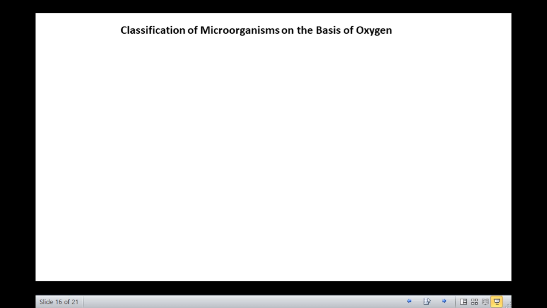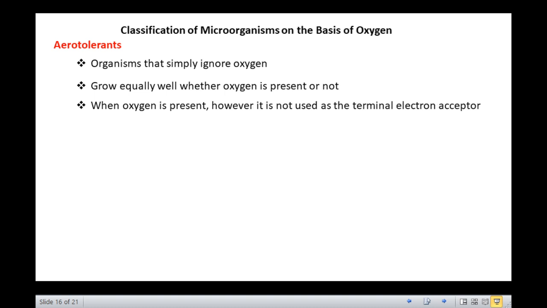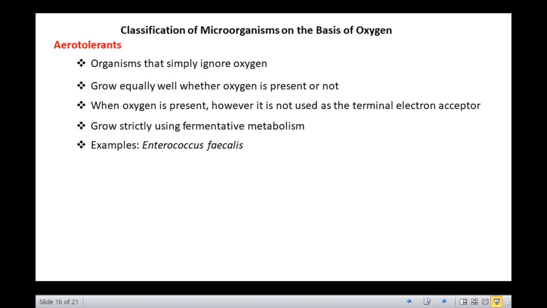The fourth class is that of aerotolerants. These are organisms that simply ignore oxygen and grow well whether it is present or not. When oxygen is present, however, it is not used as the terminal electron acceptor, and these organisms grow strictly using fermentative metabolism. Examples are Enterococcus faecalis, Streptococcus mutans, and Clostridium tertium.